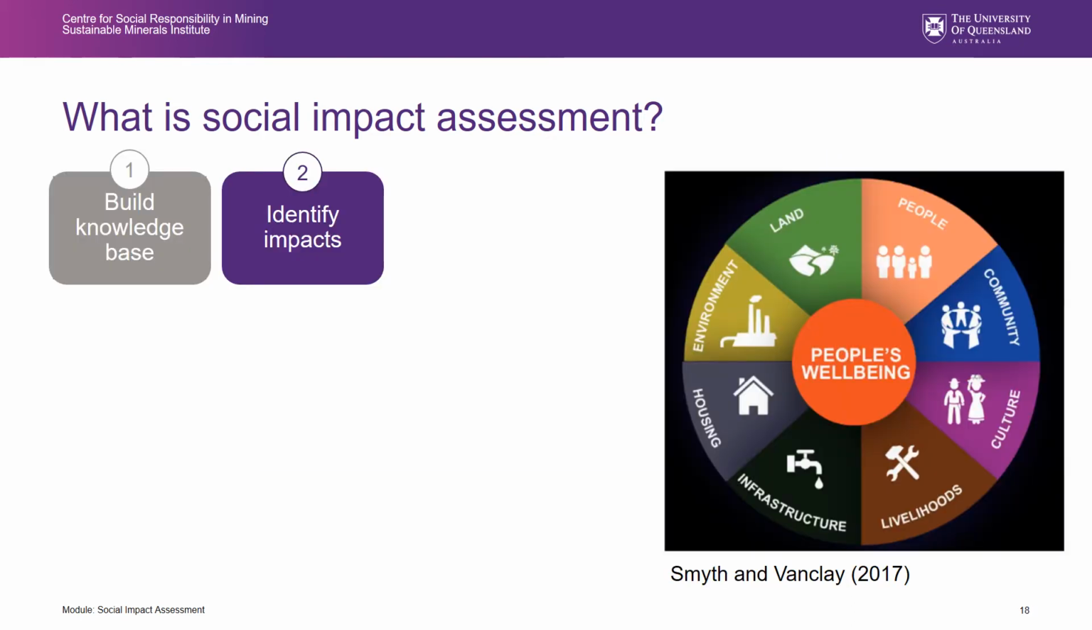The second step of SIA is impact identification. In this step, what the project proposes to do or has been doing is considered against the baseline knowledge. As we discussed earlier, the central question is, how might the mine affect different groups of people? There is no single way to go about impact identification. At this point, take a moment to consider the 8 general categories of people's well-being as described in Smythe and Van Clay's 2017 paper. These 8 categories can be used as a guide for thinking about what the impacts could be.